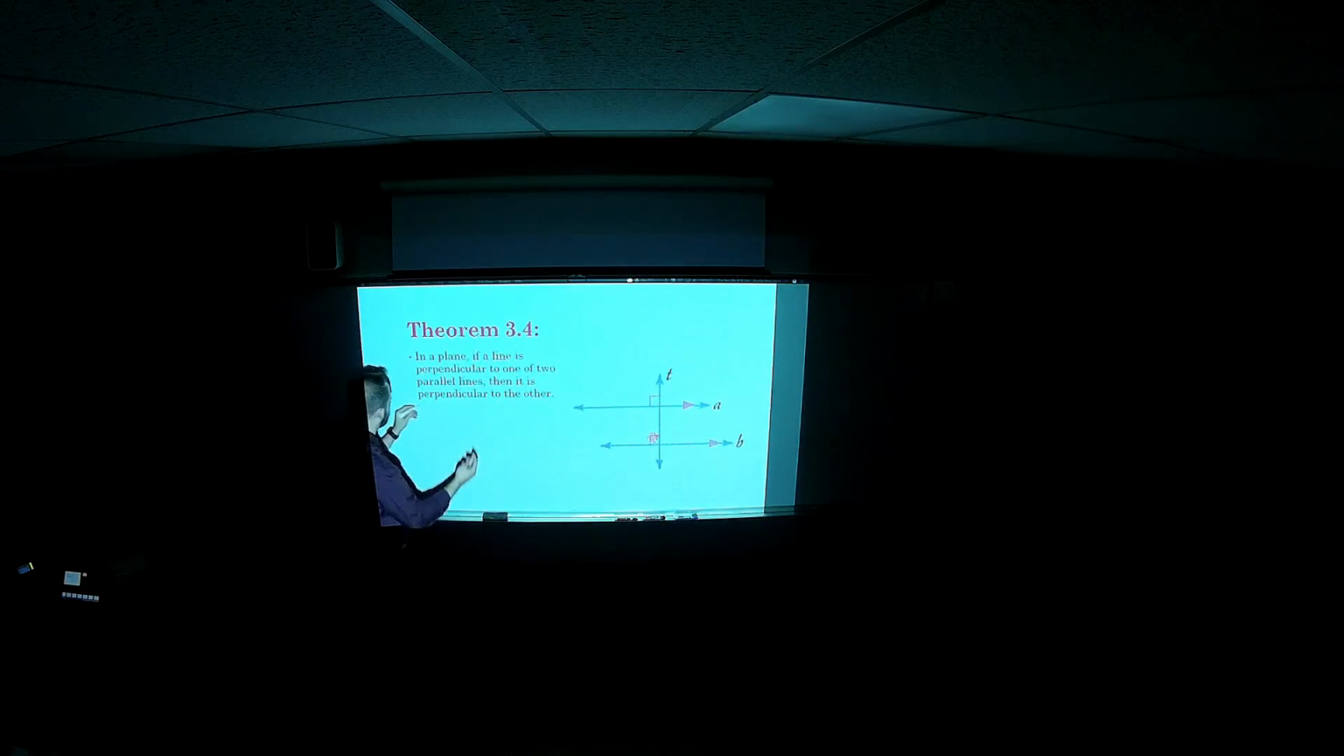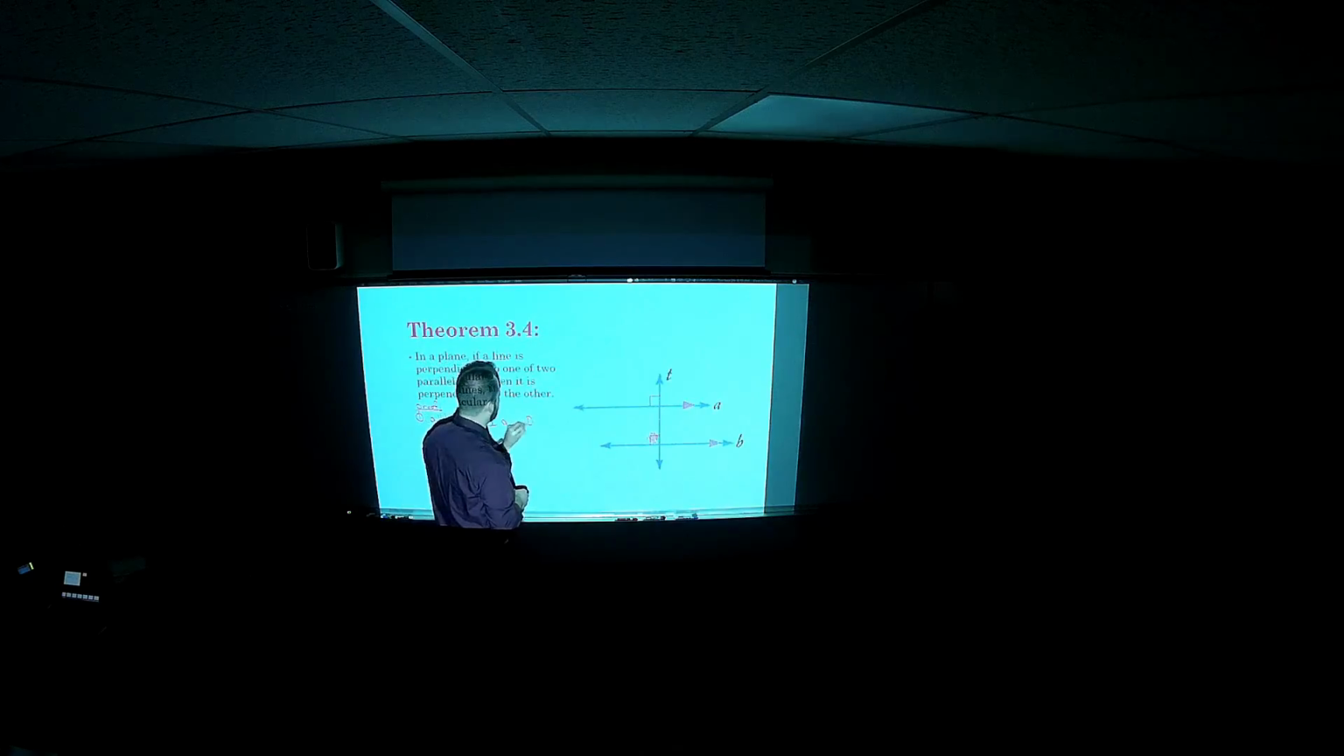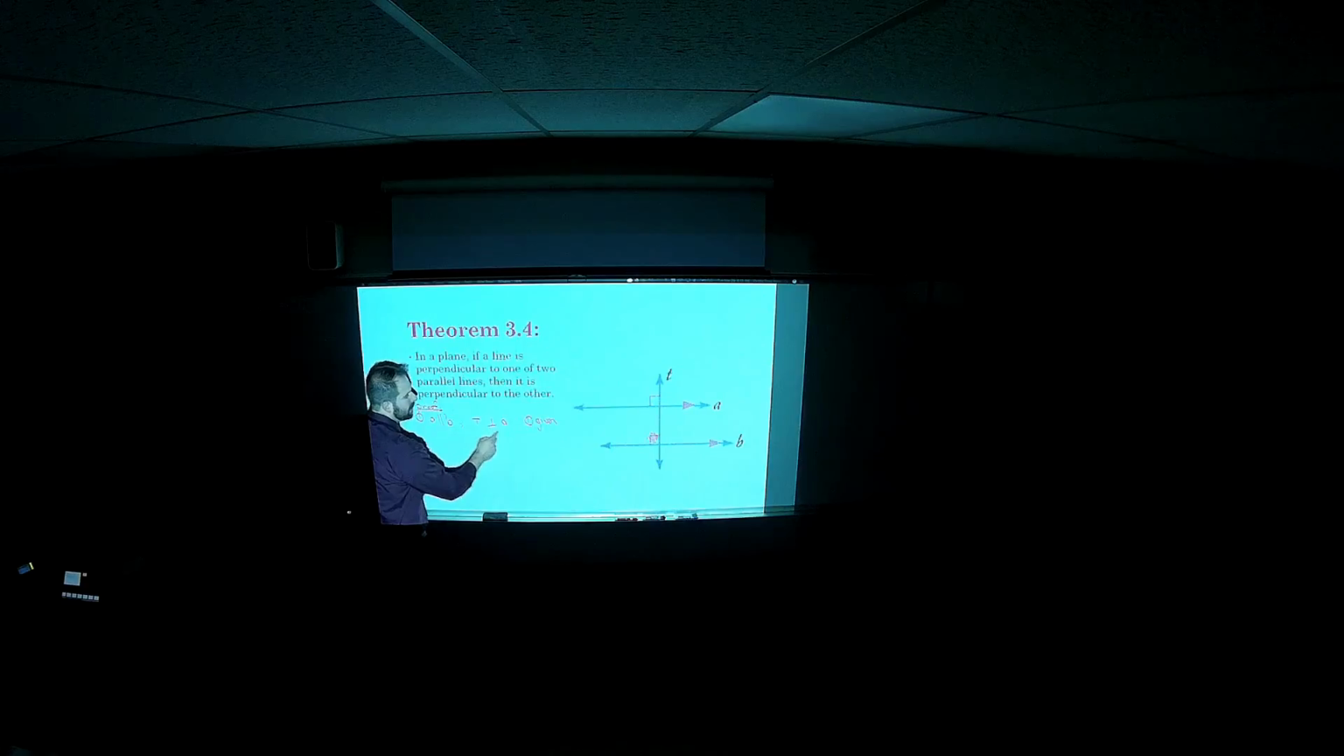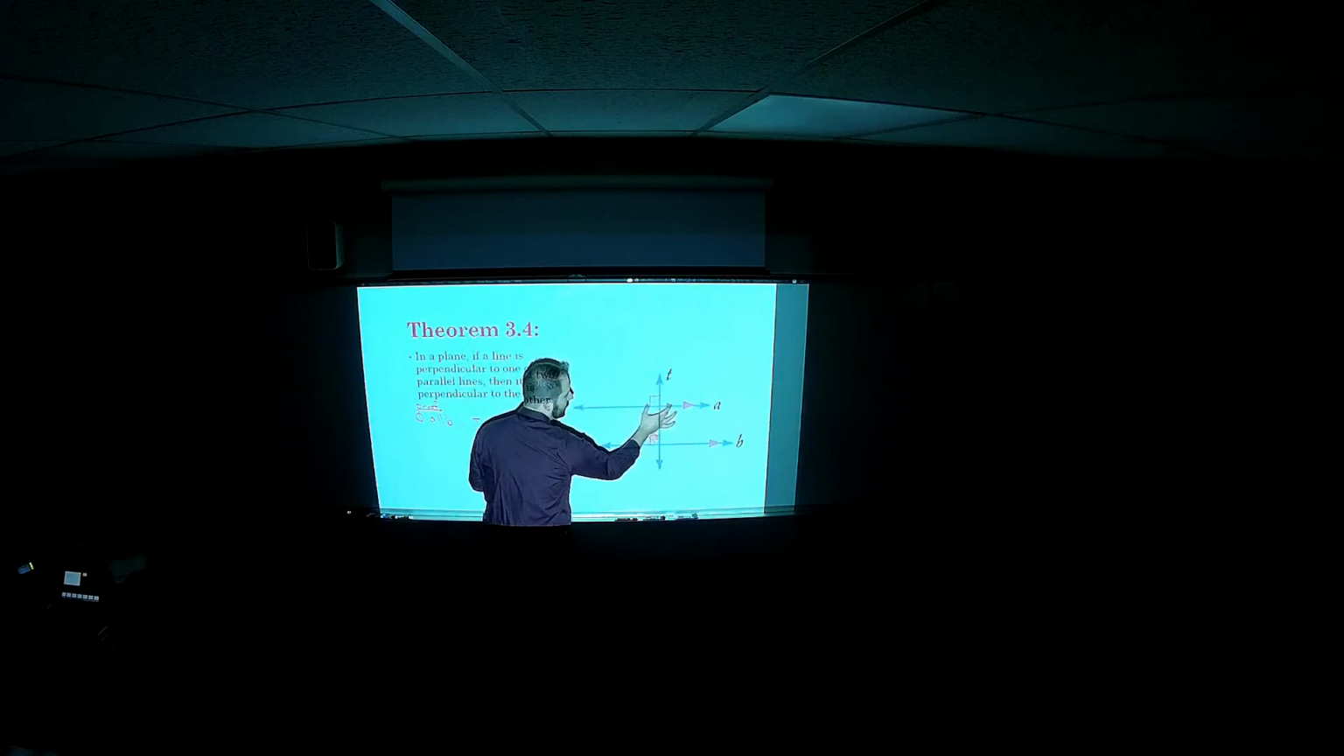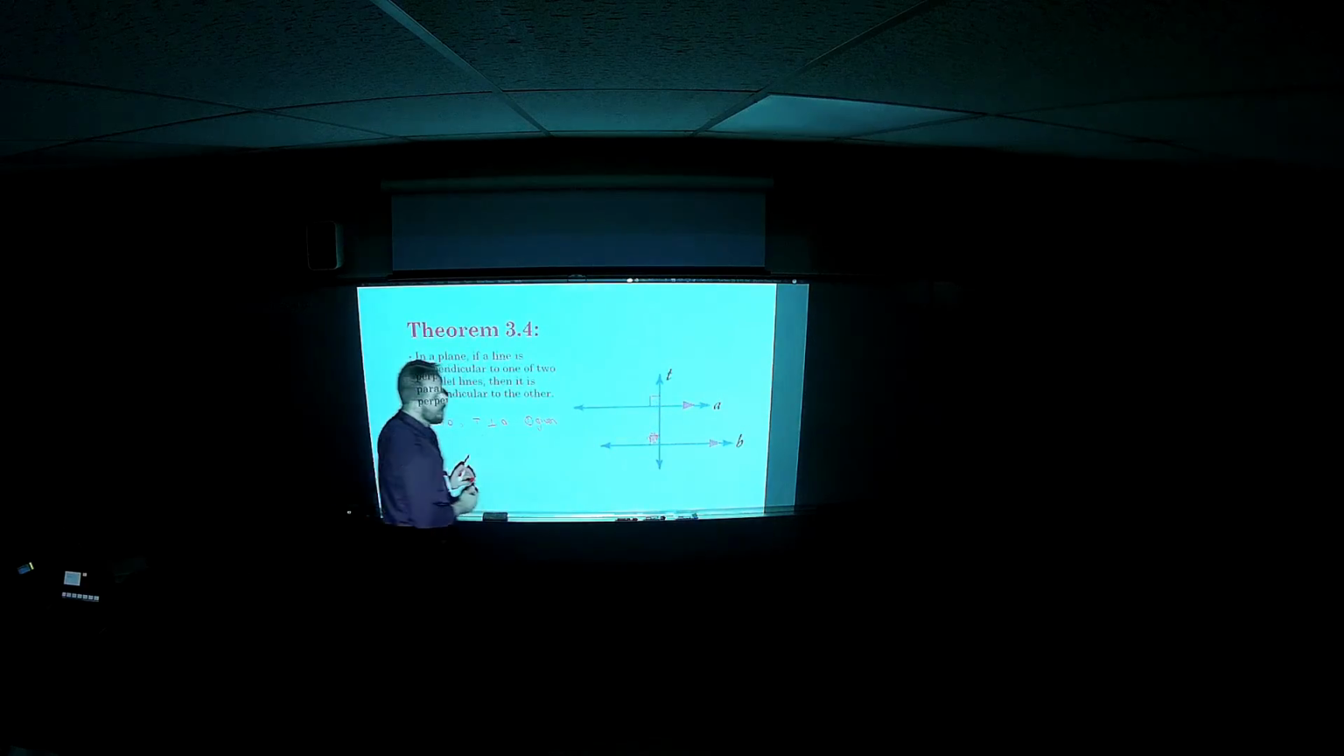So let's do the proof here. I think I started yesterday. Line 1, we start with the obvious things. A is parallel to B, so they're parallel lines. We know that from the purple arrows. Then we also know that T is perpendicular to A. And that is our given. And again, this is the perpendicular symbol. It means that they actually cross, make a T intersection, and it's a right angle.